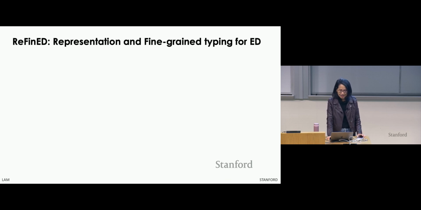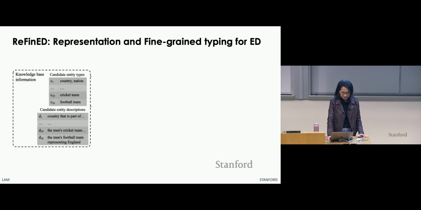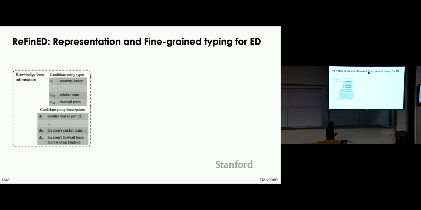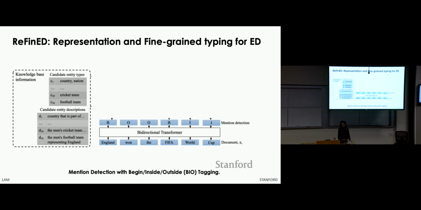So what they did is a representation with fine-grained typing. This is the name for their project. So instead of just having candidate entity descriptions, so for example, it talks about D1 is a country that is part of the men's cricket team, all this information, but it also has a candidate entity type that just describes what kind it is. You know, the type is pretty good. It's not just a sports team, but it is a cricket team or football team and so forth. Okay. And this is their pipeline.